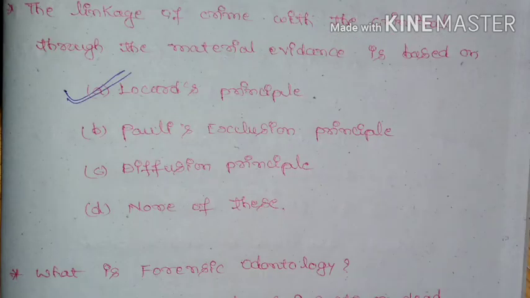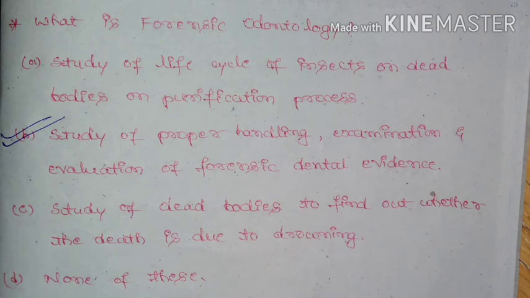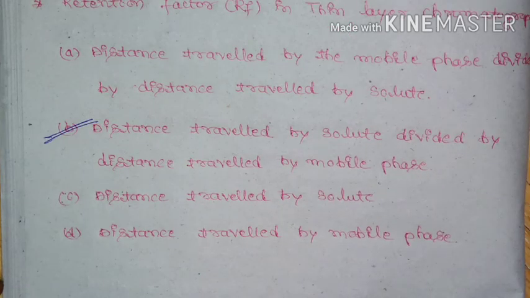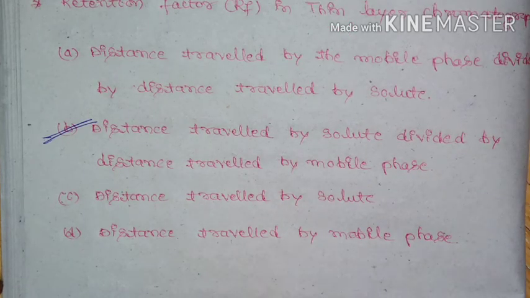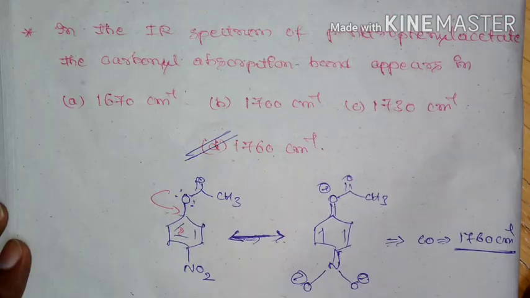Next question: the linkage of crime with the criminal through the material evidence is based on Locard's principle. Next question: what is forensic odontology? Forensic odontology is the study of proper handling, examination and evaluation of forensic dental evidence. Retention factor in thin layer chromatography is equal to distance travelled by solute divided by distance travelled by mobile phase. So B option is correct.